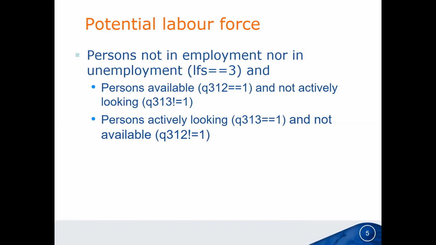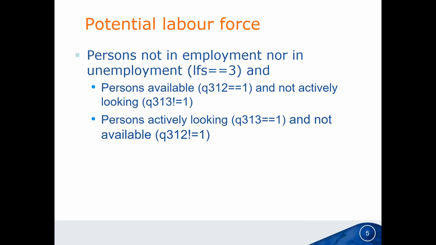So first, we will look at the persons who are available, so Q312 is equal to 1, but who are not actively looking. That's why I use Q313 is different from 1. These persons were not in unemployment because they were not actively looking. But among the persons outside the labor force, we see that they are available, so they are going to be part of the potential labor force. So here it would be Q312 is equal to 1 and Q313 is different from 1.